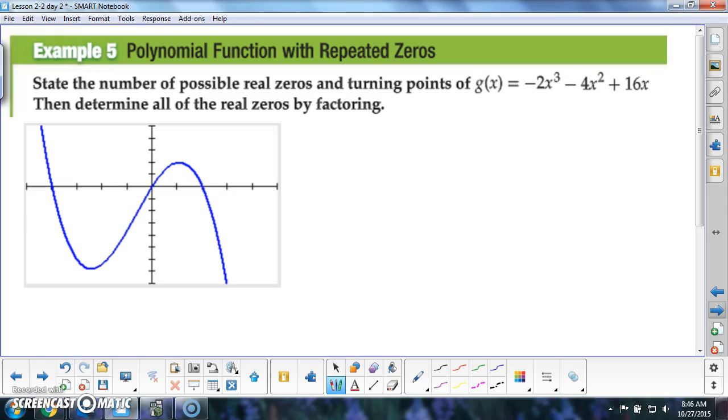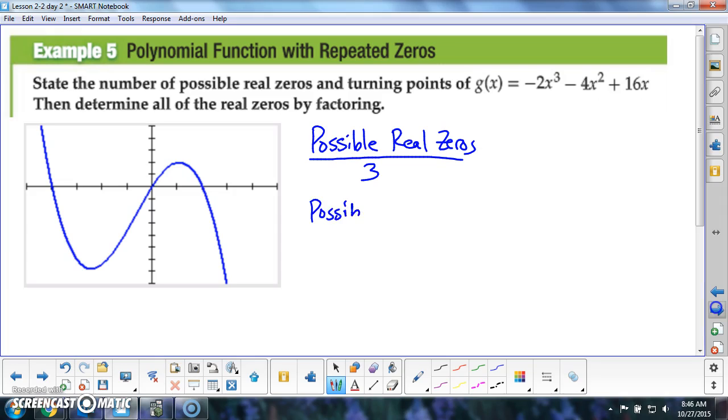Example 5, same direction. State the number of possible real zeros. Well, this is a third degree polynomial. So therefore we have 3 possible real zeros. Possible turning points. There's always one less.